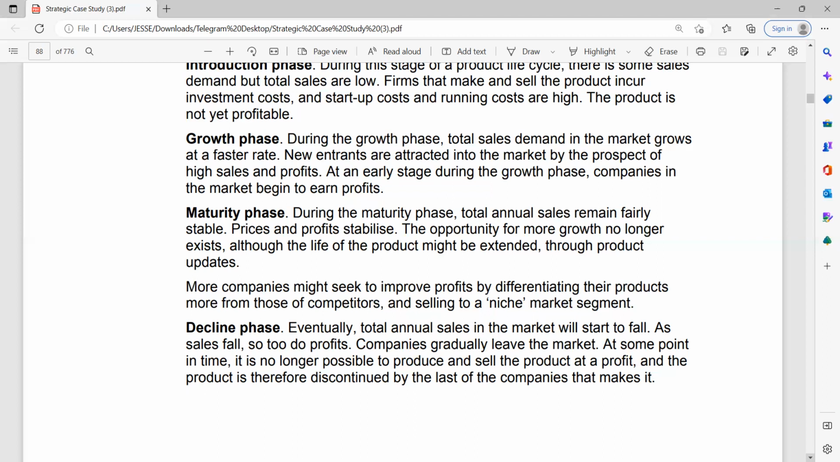Then you have the decline phase. At the decline phase, sales will begin to fall, profits will begin to fall, companies will think of leaving the market, and the product loses its reputation in the market, and generally things go south. So that's the decline stage. Very, very important.